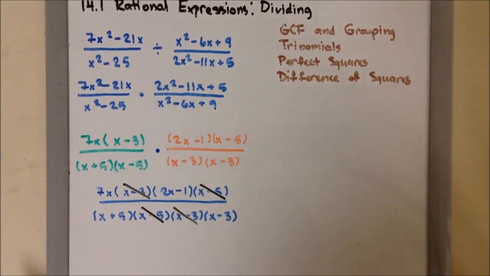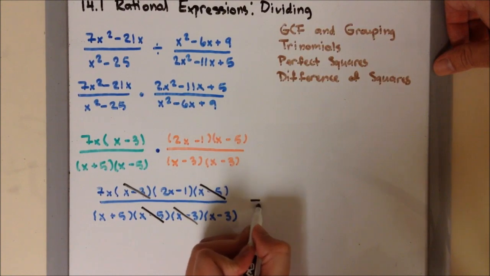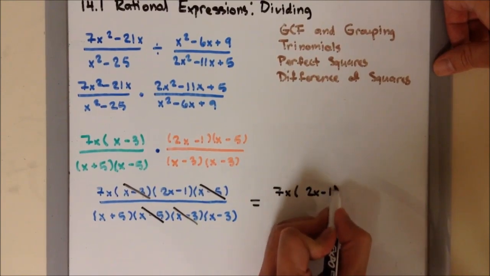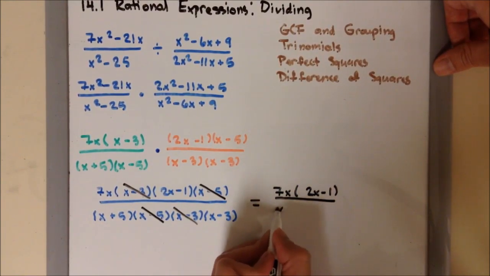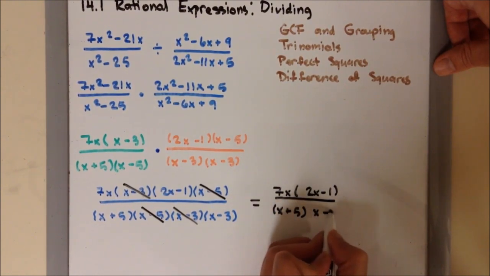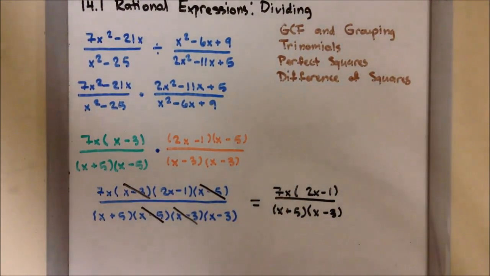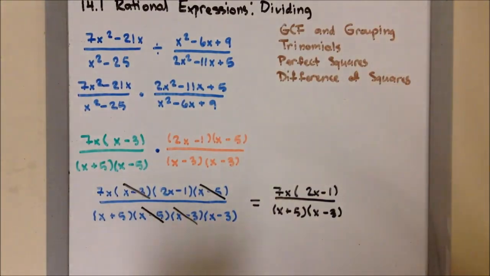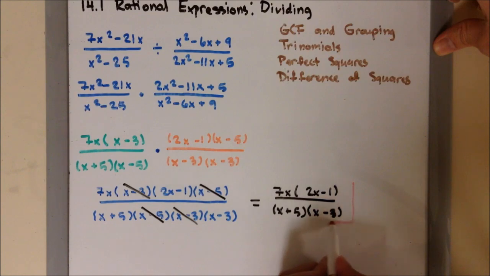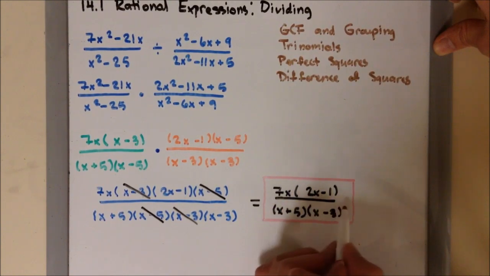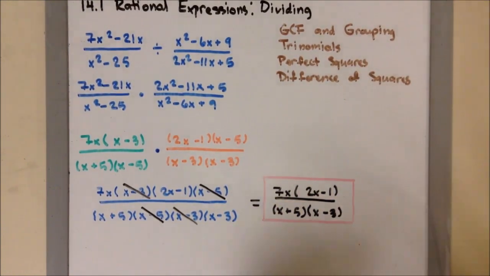Anything else that I did not cross out nor divide, I'm just going to write out. So 7x times (2x − 1) over (x + 5), put that in parentheses, times (x − 3), also in parentheses. So I finished dividing my common factors, and anything else I did not cross out, I wrote out in our final answer, which is right here: 7x(2x − 1) over (x + 5)(x − 3). So that's your final answer.